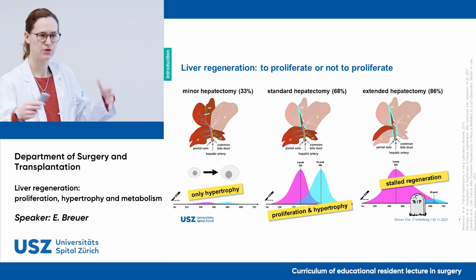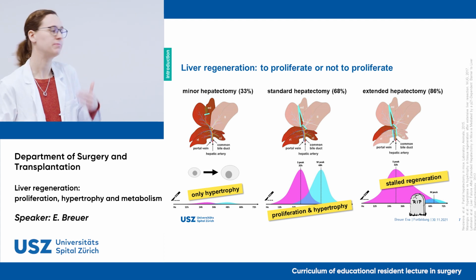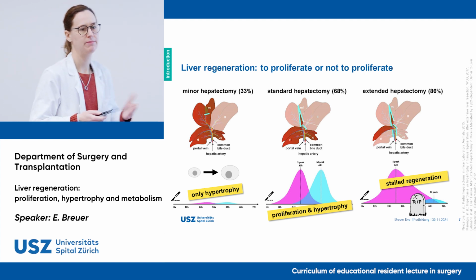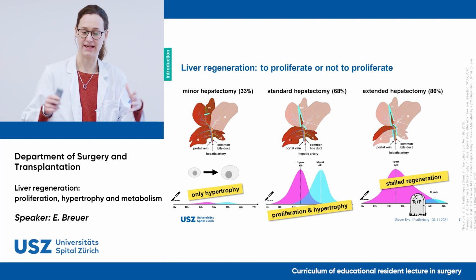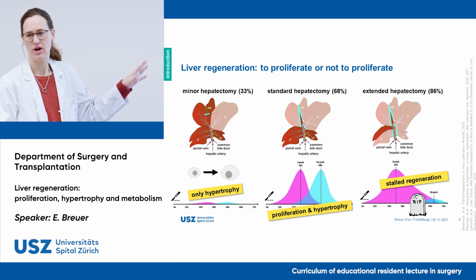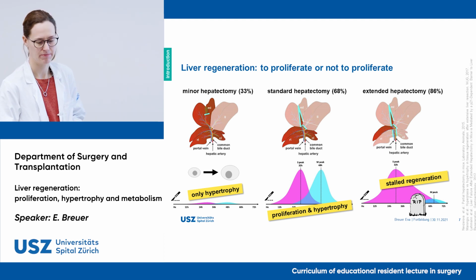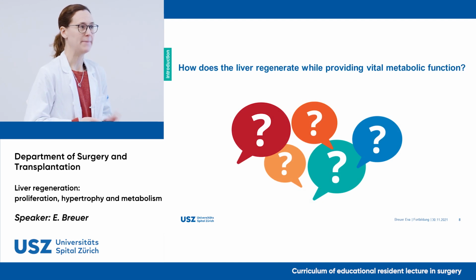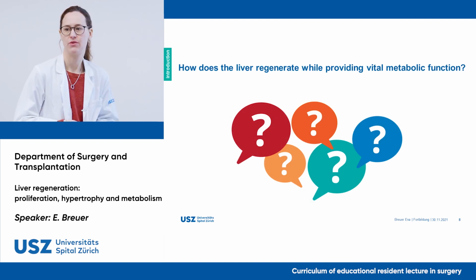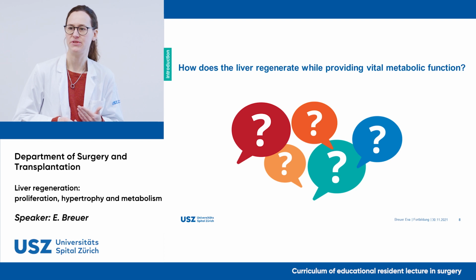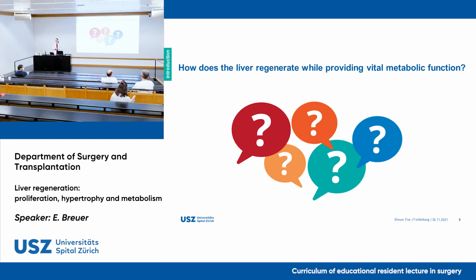So the liver will also regain its weight, but not by dividing the cells, but mostly by hypertrophy. So one cell gets bigger. And this is more or less the basis of my research. My question is now, how can the liver regenerate and at the same time provide its vital metabolic functions?